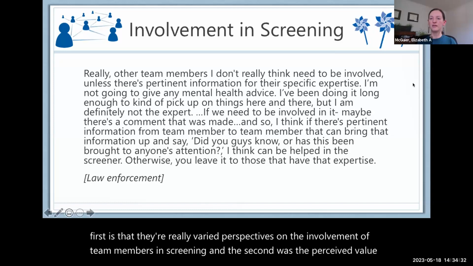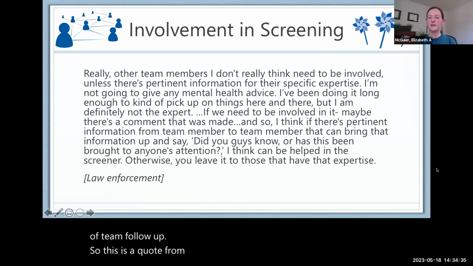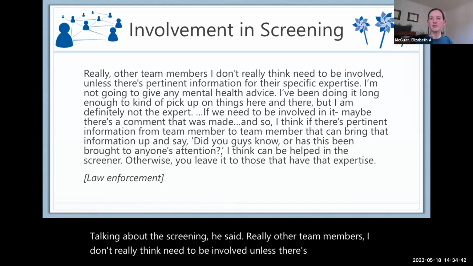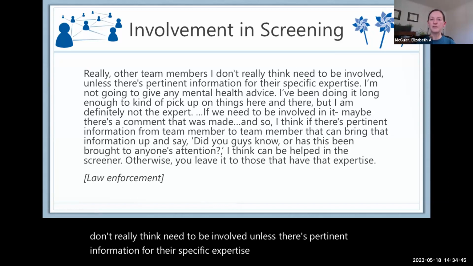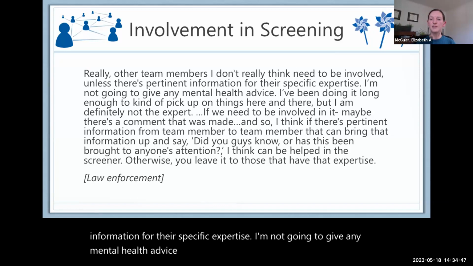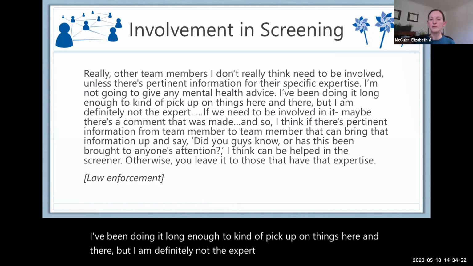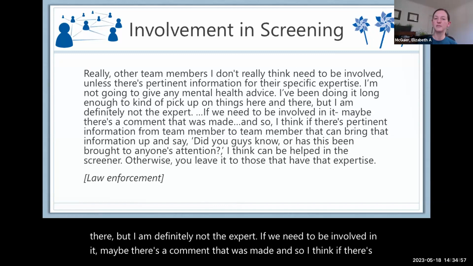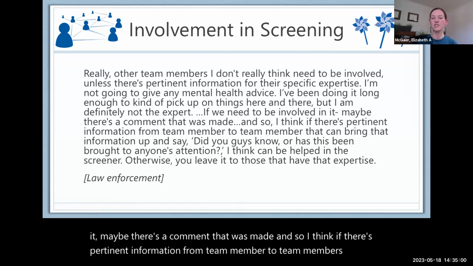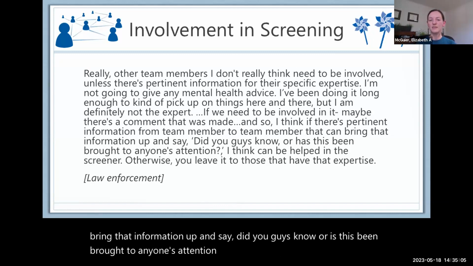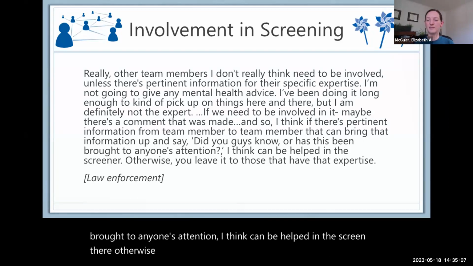So this is a quote from a detective talking about the screening. He said, "Really, other team members I don't think need to be involved unless there's pertinent information for their specific expertise. I'm not going to give any mental health advice. I've been doing it long enough to pick up on things here and there, but I am definitely not the expert. If we need to be involved in it, maybe there's a comment that was made. And so if there's pertinent information, team member to team member can bring that information up and say, did you guys know, or has this been brought to anyone's attention? I think that can help the screener. Otherwise, you leave it to those that have that expertise."